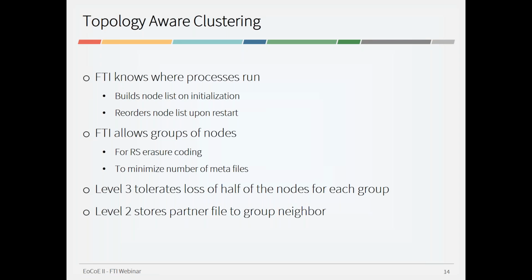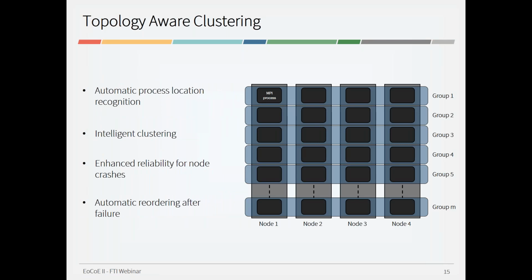These groups are essential to achieve this clustering, but they are also important for another reason. The group size is important for one of our levels, which works with Reed-Solomon encoding, because when the group size is too large, this encoding takes too long. I will show you that later. Okay, so this is basically how FTI builds the topology.